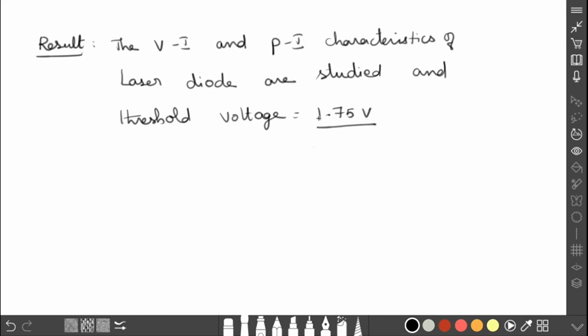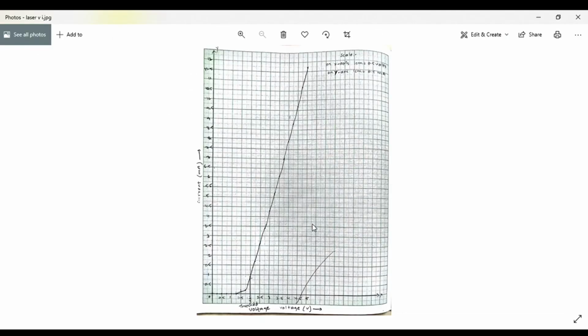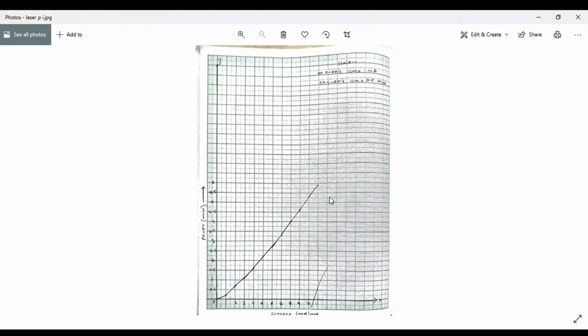So for better understanding, I have attached one more original graph so that you can understand clearly. Say this is the VI characteristics of laser diode. So by seeing this, you can understand how to draw the graph. Look at this diagram. This is the PI characteristics of laser diode. So please go through this.